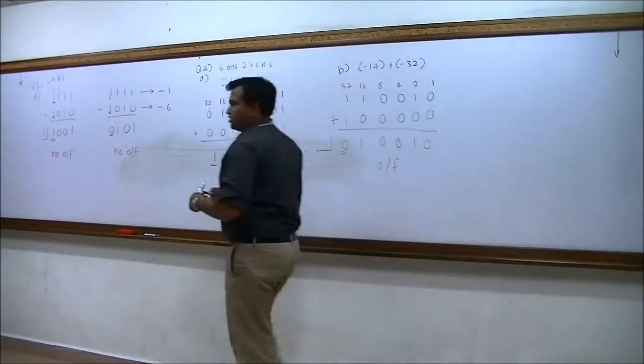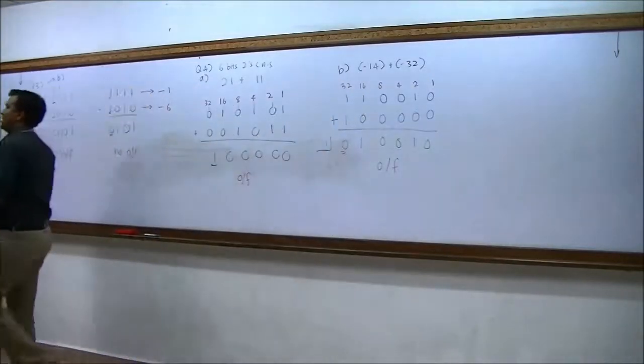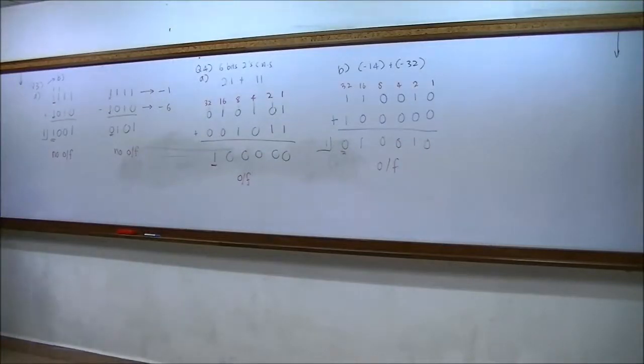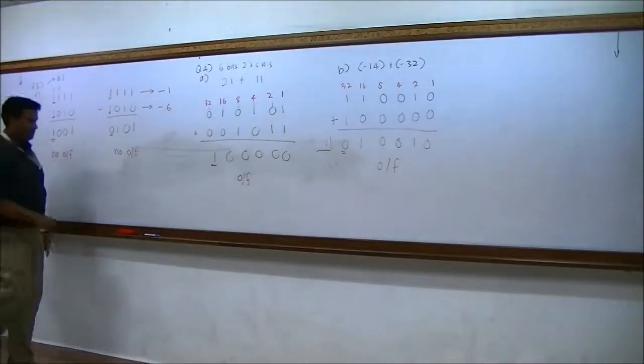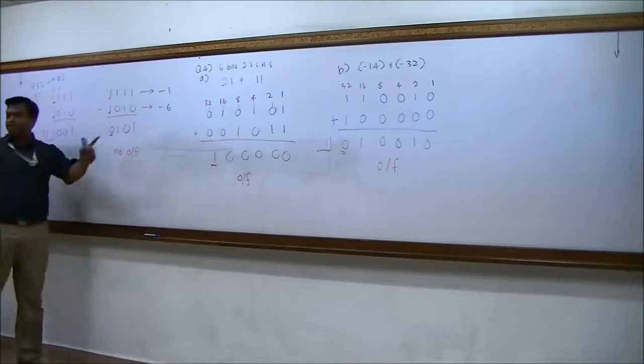For question number 4, there's also part C. I want you to go back and try part C. Can I erase this part? Is there any question up to this point?